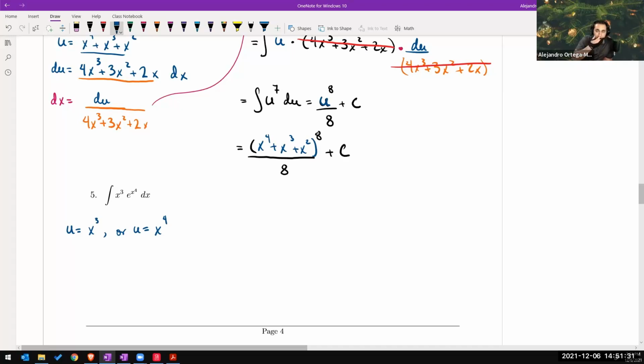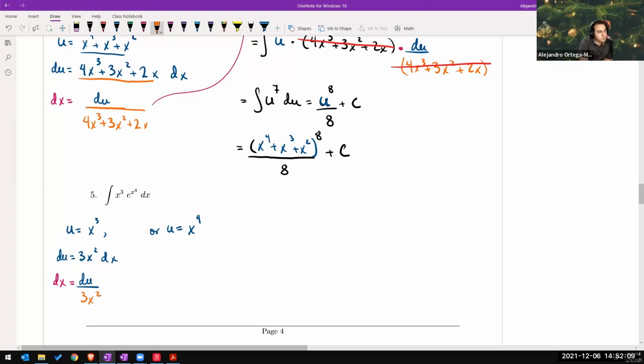And this is what I was saying before, that we might pick a u, and if it doesn't work, that's fine. We can just pick another one. And right now I'm going to test two possible u's. So if the u is x cubed, then the du is going to be 3x squared dx. So then if I solve for dx, I would get a du over 3x squared.